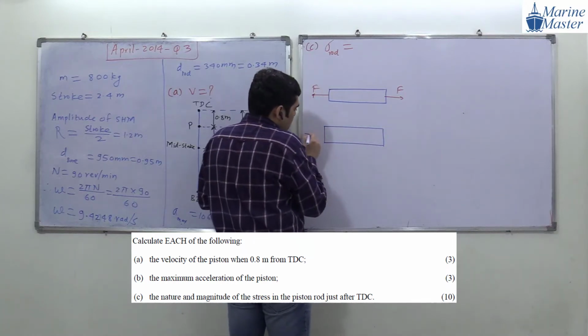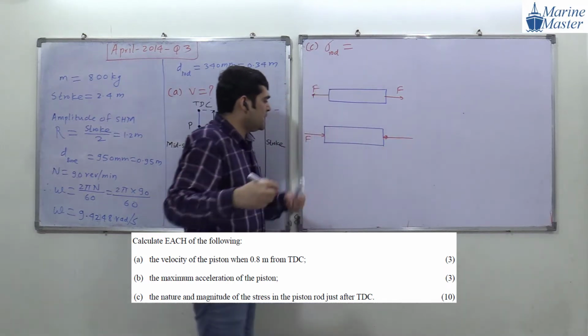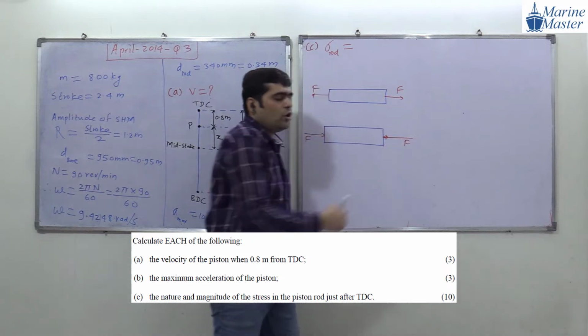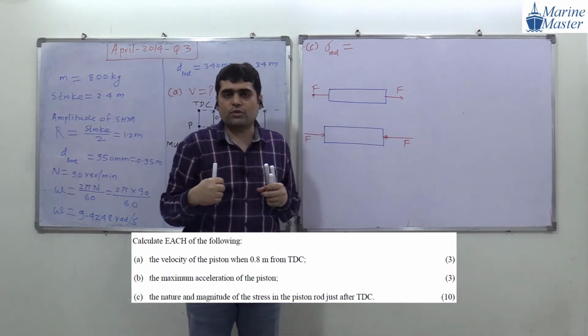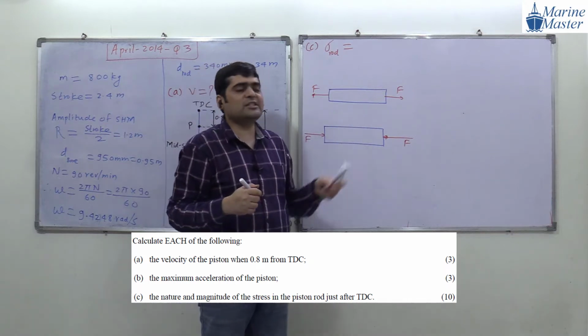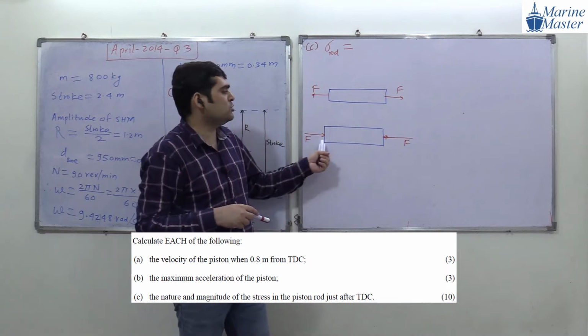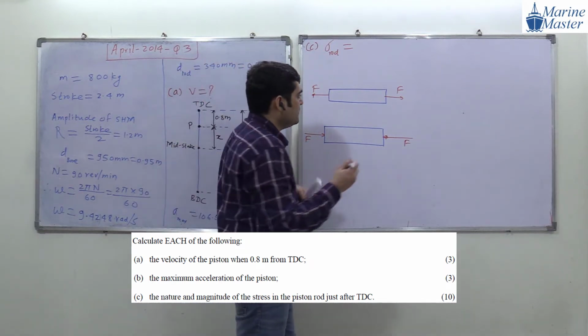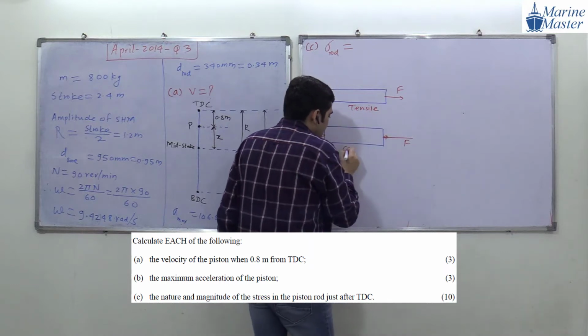Now another type of force is what, guys? What happened due to this force F? Compression occurs. Compression means what? Decrease in length. So what will be the stress due to F? Compressive in nature. So here nature is tensile, and here it is what?